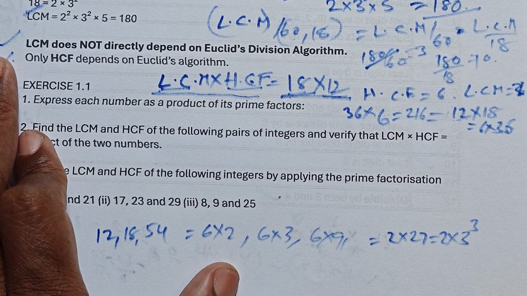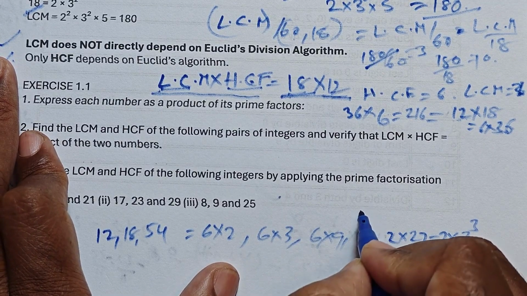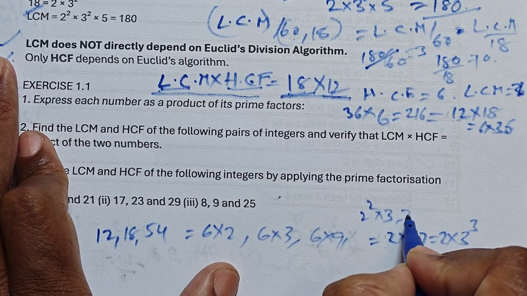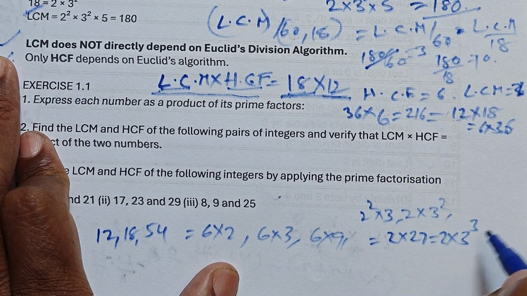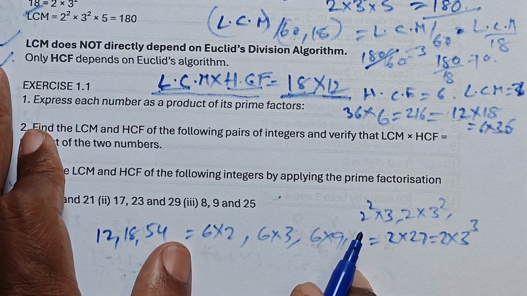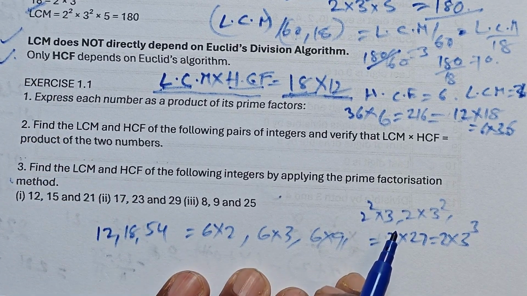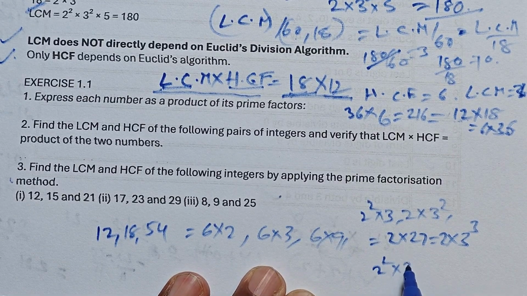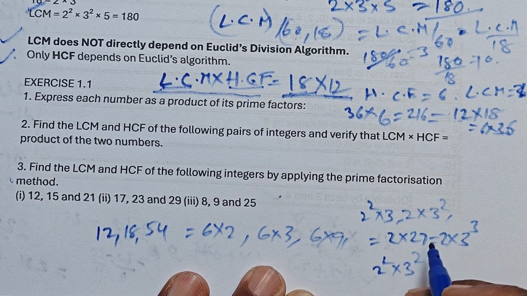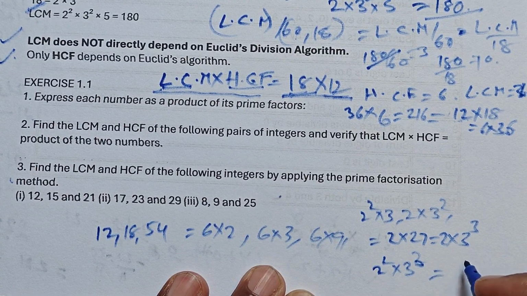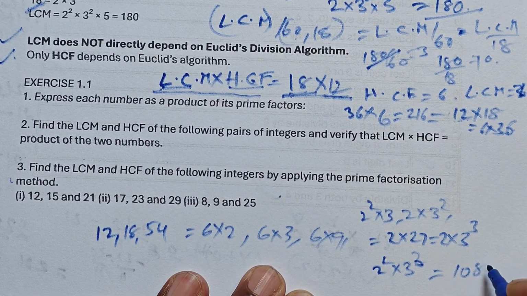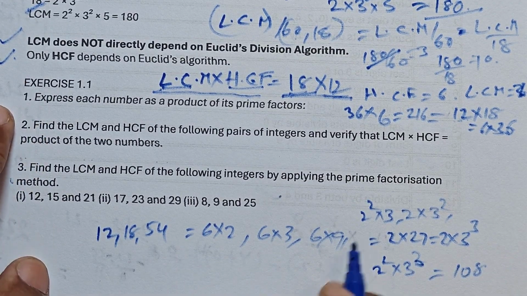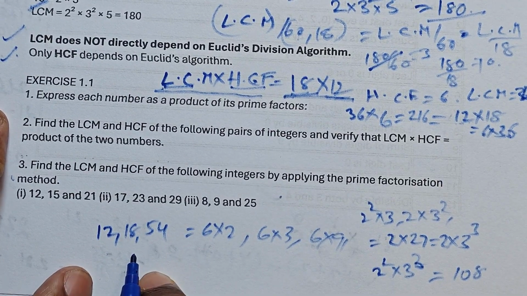So the greatest factors, we know 2 square into 3, 2 into 3 square, and now 2 into 3 cube. So the product of the greatest prime factors, 2 square into 3 square into 3 cube. The greatest factor is 3 cube. So 27 into 4, 27 into 4 is 108.